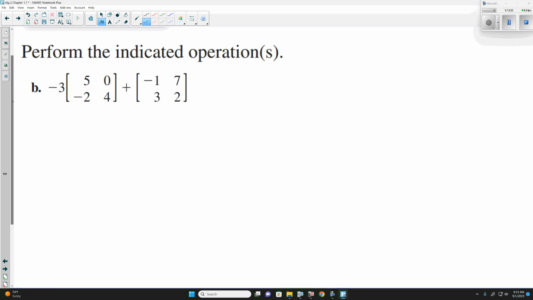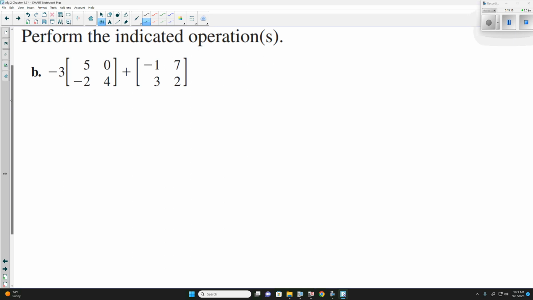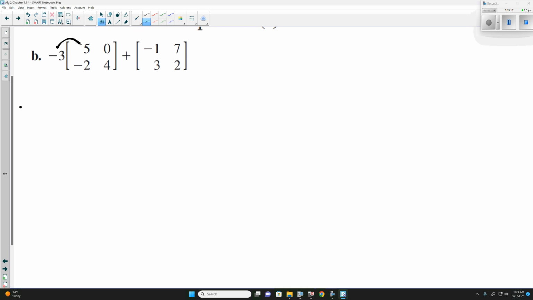Now, if we look at these two here, they're both 2 by 2s. So the dimensions are the same, which means we can add and subtract. Multiplying by a scalar does not change the dimensions, it just changes the numbers inside. But the first thing we need to do, when we have a scalar and then addition or subtraction, is apply the scalar first.